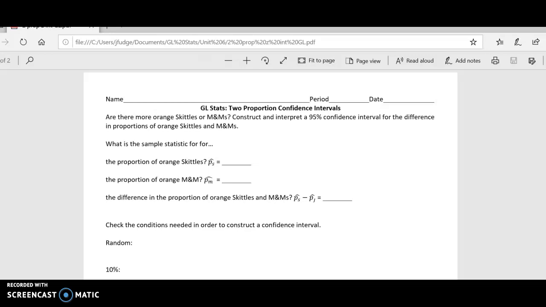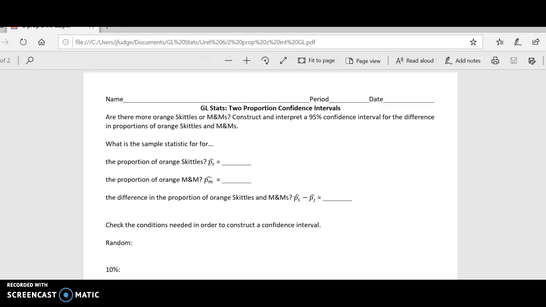We're going to talk about two proportion Z confidence intervals today. So if we were interested in knowing are there more orange Skittles or M&Ms, we can construct and interpret a 95% confidence interval for the difference in proportions of orange Skittles and M&Ms.